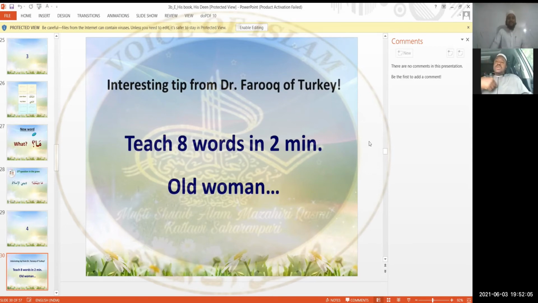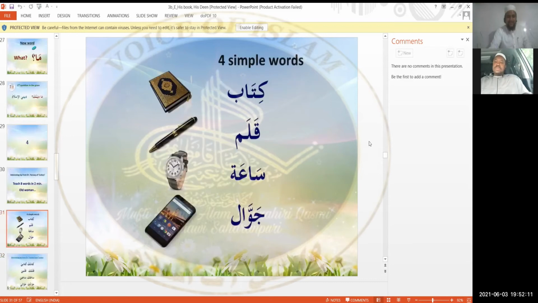An interesting tip from Dr. Farouk of Turkey: teach eight words in two minutes. Four simple words. Kitab, book, like Mushaf. Al-Kitab. Qalam, we write down. Qalam means pen.